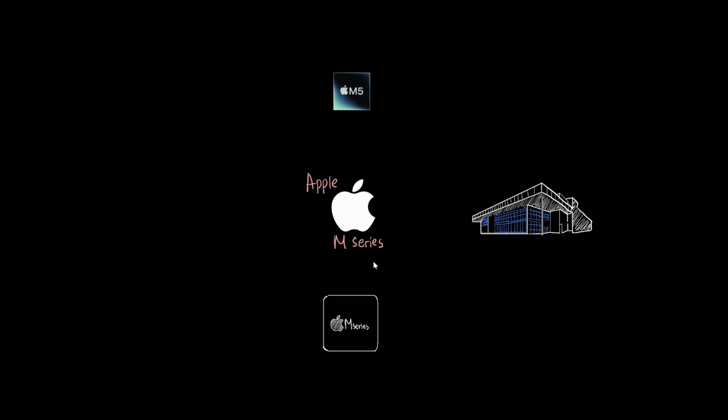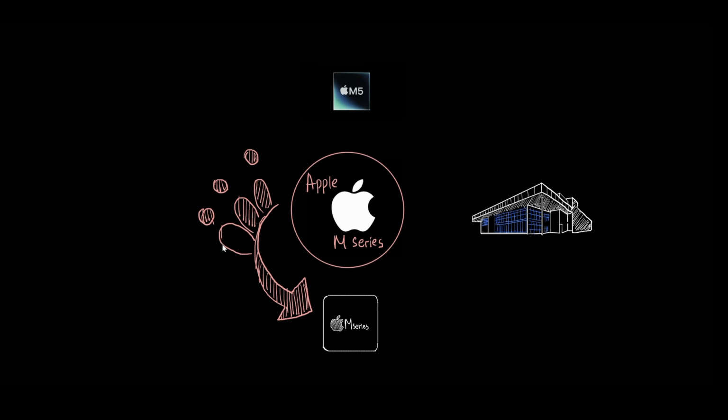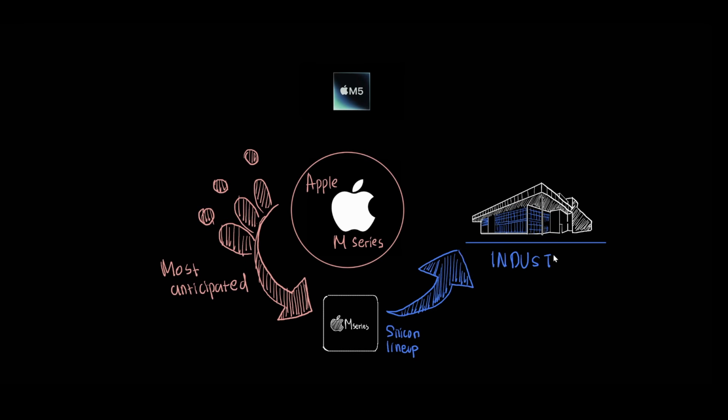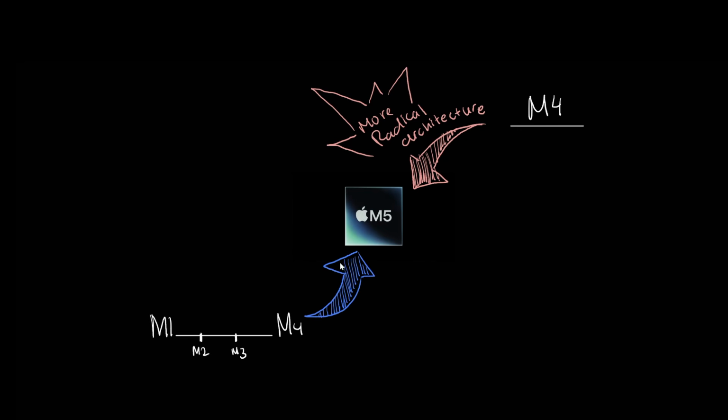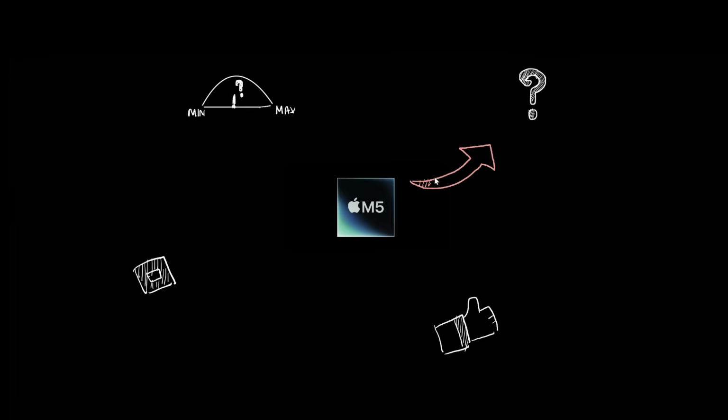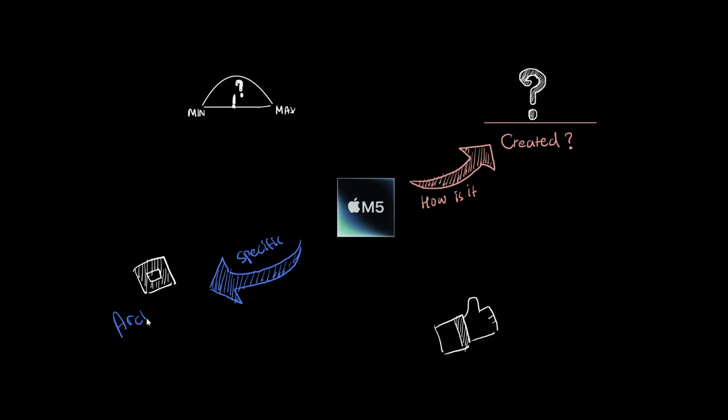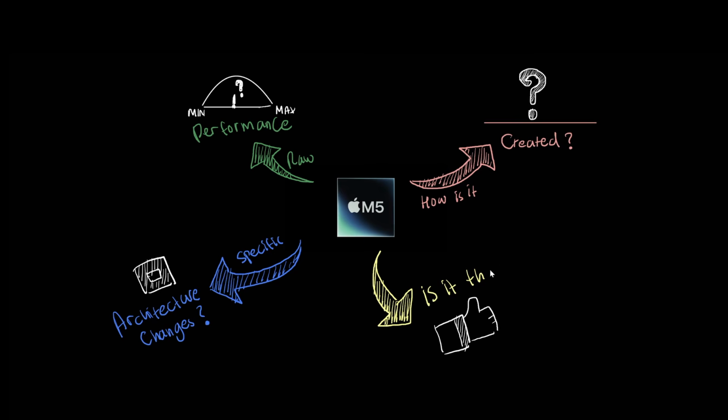The Apple M series is easily the most anticipated silicon lineup in the industry, and recently they announced their new chip, the M5. The M5 is said to be a more radical architectural upgrade from the M4 than the entire evolution from M1 to M4 combined. In this video, we're going to look at how it is manufactured, the specific architectural changes, and its raw performance to see if it actually holds up to the promise.